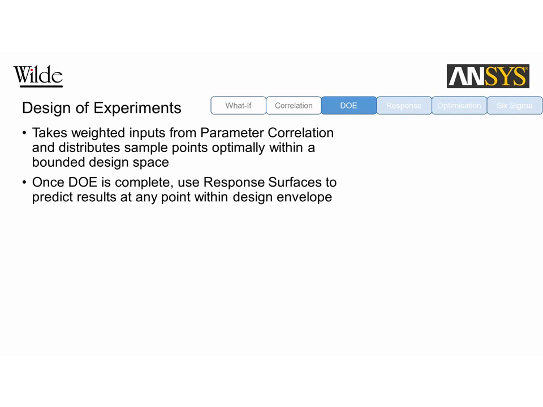Remember, DOE is actually running discrete design points. And what a response surface is doing is interpolating between these design points to come up with a smooth and continuous mathematical formulation that you can use to find the output behavior at other design points that you haven't actually analyzed.